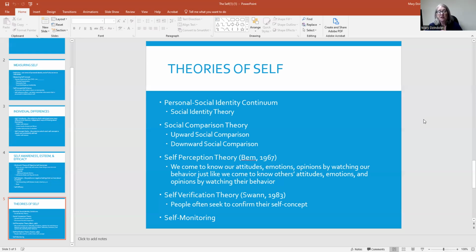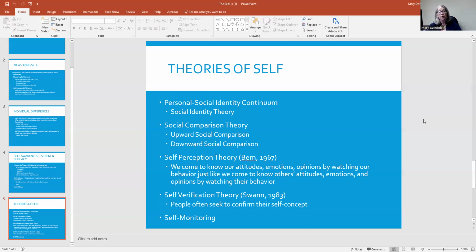So self-perception theory was put forth by Bem in the late 60s. And what Bem says is that we come to know our attitudes, emotions, and opinions by watching our behavior, just like I know another person's attitudes, emotions, and opinions by watching their behavior.